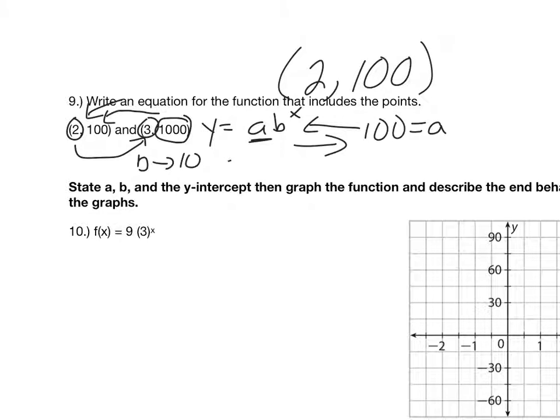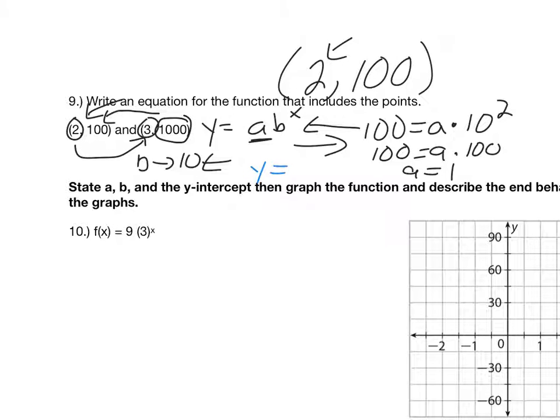Times b. Well, we know what b is. B is 10, so I can fill that out. Raised to the x power. Well, we know what x is too. X is 2. So we're raising that to the second power. Okay? So that means 100 equals a times 100, and then we would divide by 100 on both sides. A is going to equal 1. And there we have it. So we can go ahead and write our exponential function, which would be y equals 1 times b^x, or just b^x. So it would just be 10 to the x power. Y equals 10 to the x power.